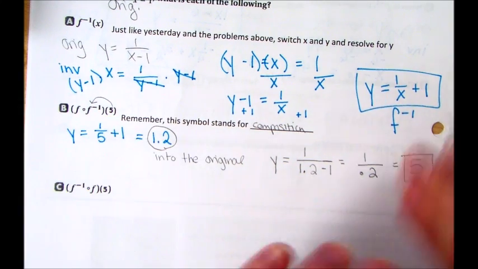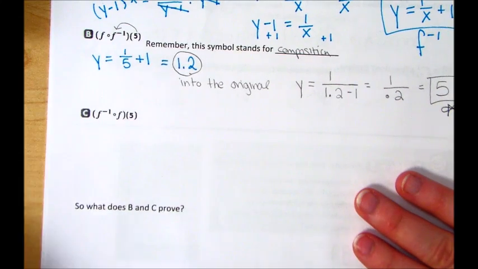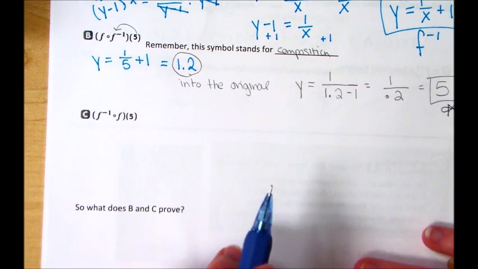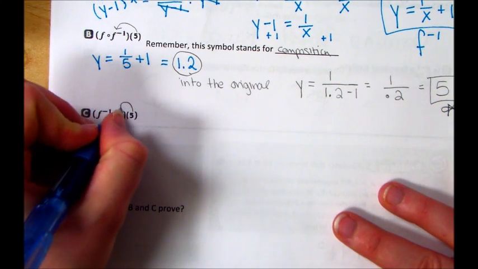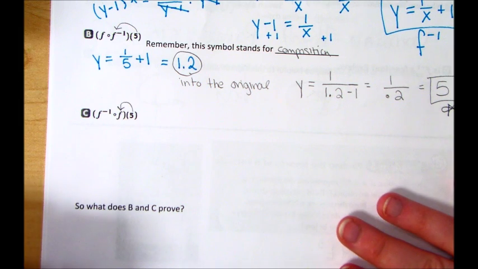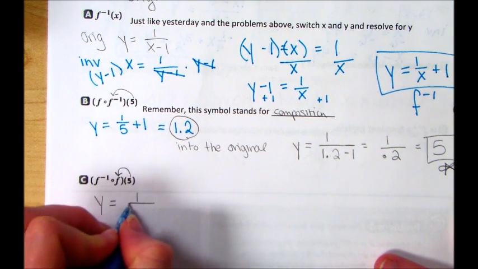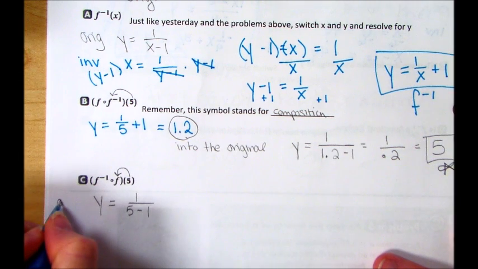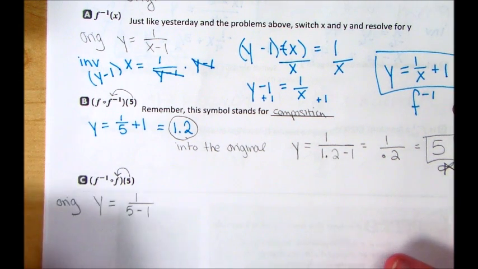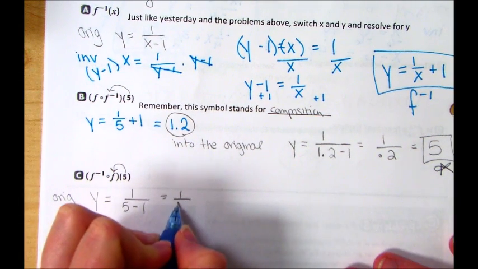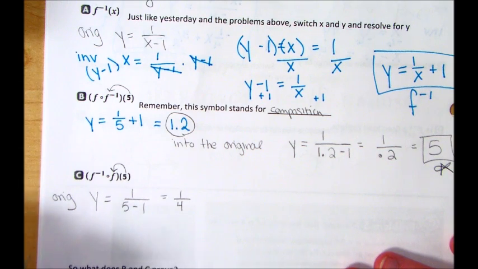We're going to try it one more time. Oh, and we're going to switch it to prove that it's still true. So this time they want us to take 5 and plug it into the original. So I'm going to do y equals 1 over 5 minus 1. This is the original they want first. So that's 1 over 4, or just 1/4.